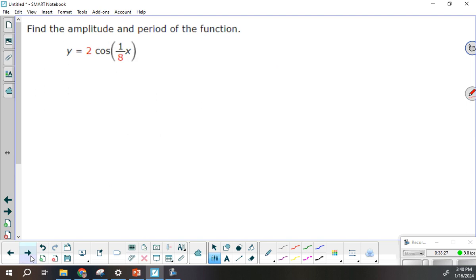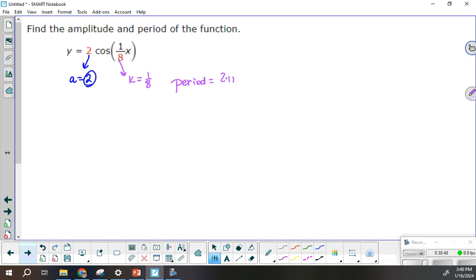Next one. What happens when your k is a fraction? Well, we had some of those, okay? Again, amplitude, I'm just going to say 2. We don't even have a negative to worry about. This, again, is your k.